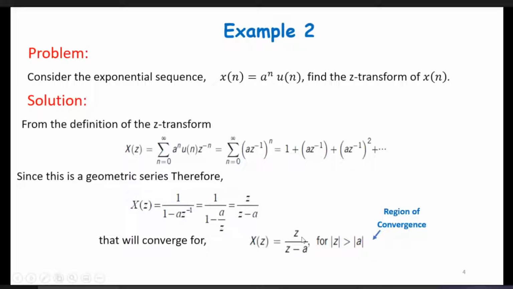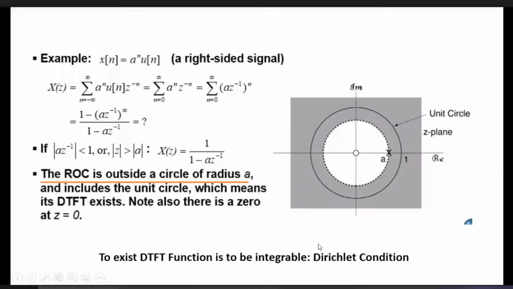So zero exists at z equal to 0 and pole exists at z equal to a. So this pole and zero are plotted here. You can see this small circle at the origin represents the zero for this transfer function, and this cross represents the pole that exists at z equal to a. Okay, so both pole and zero are plotted here.